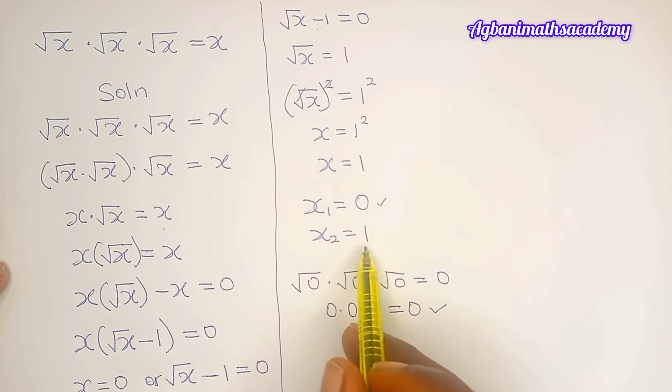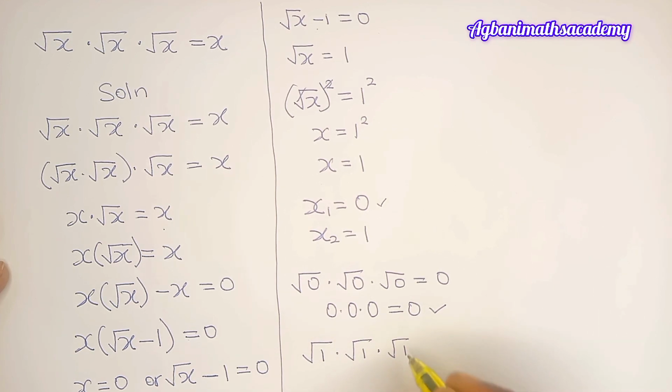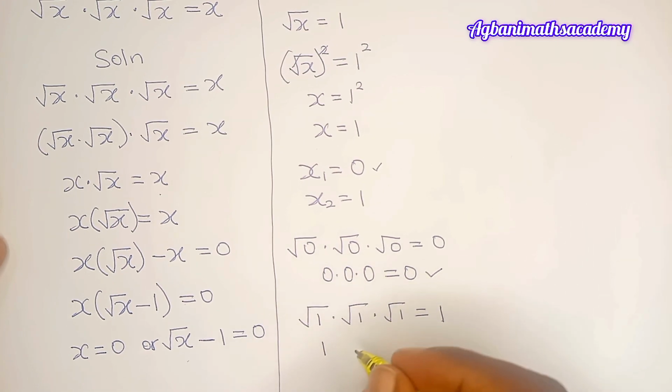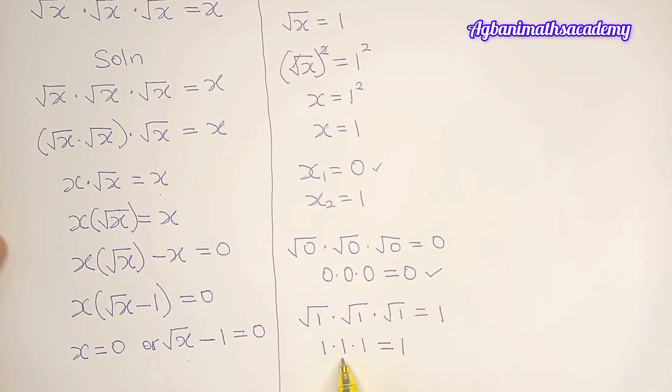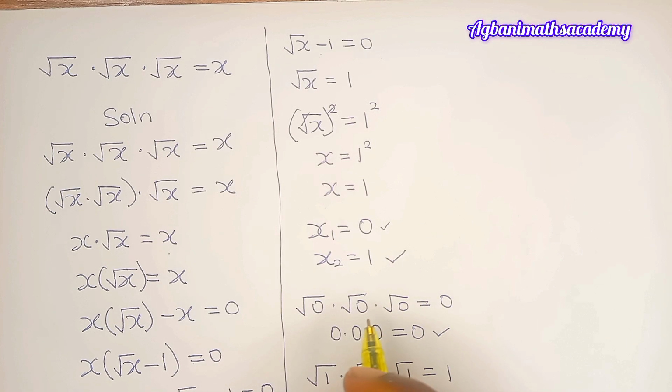Let's see the second value of x. We have √1 × √1 × √1. Is it also equal to 1? Square root of 1 is 1, multiplied by square root of 1 is 1, multiplied by square root of 1 is 1, equal to 1. So 1 multiplied by 1, 1, multiplied by 1, 1. So at the end of the day, we can see that this also is correct. So this is a simple process of solving this Olympiad maths.